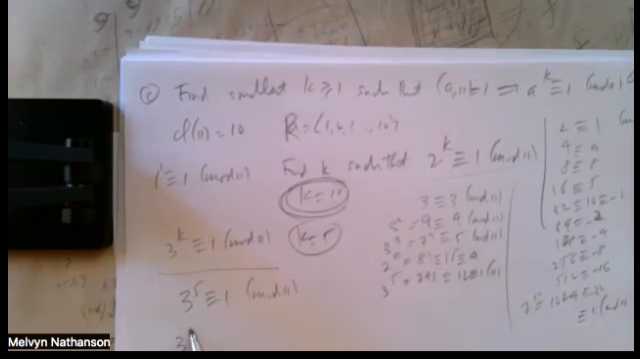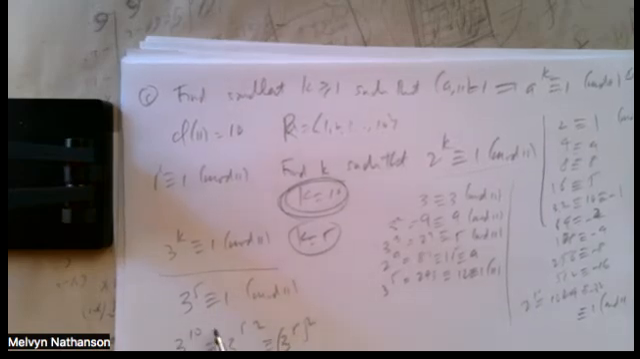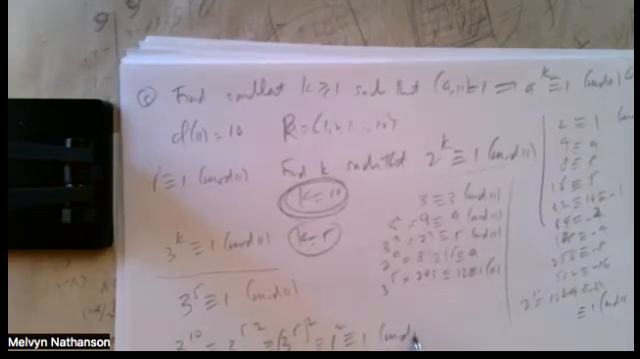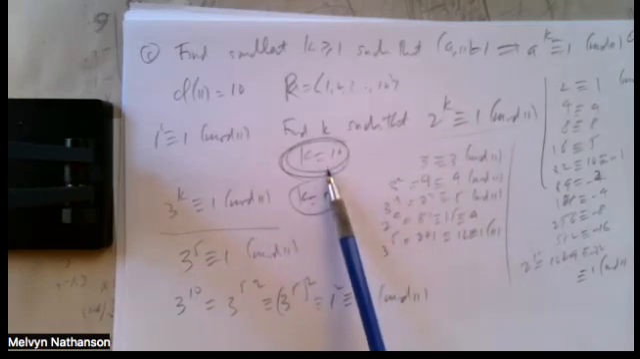And then automatically 3 to the 10th, that's 3 to the 5 times 2, right? Because 10 is 5 times 2. That's 3 to the 5th squared. 3 to the 5th is congruent to 1, so that's 1 squared, which is congruent to 1 mod 11. So for the number 3, the smallest power of 3 which is congruent to 1 mod 11 is the 5th power, but the 10th power also works. So 3 to the 10 is congruent to 1 mod 11. For the number 2, the smallest power is 10. 2 to the 10 is congruent to 1 mod 11.